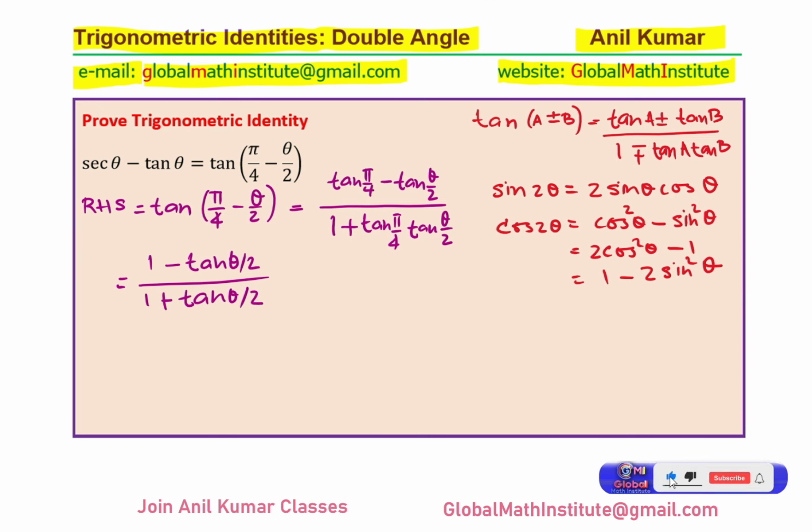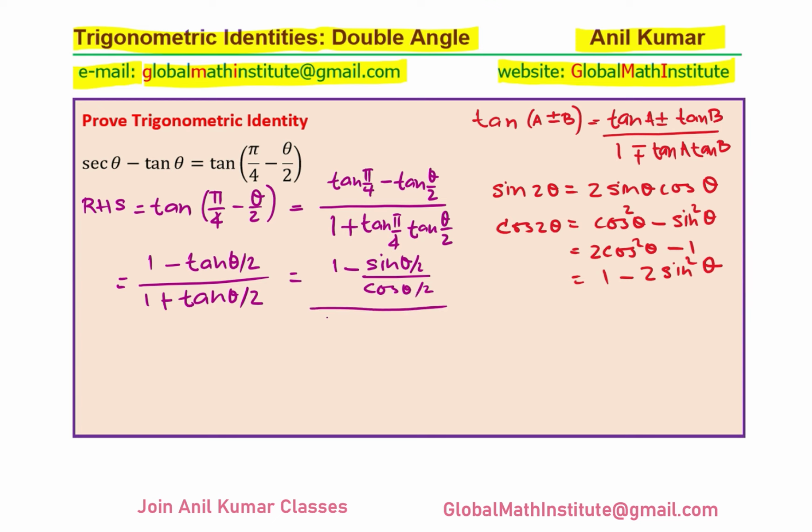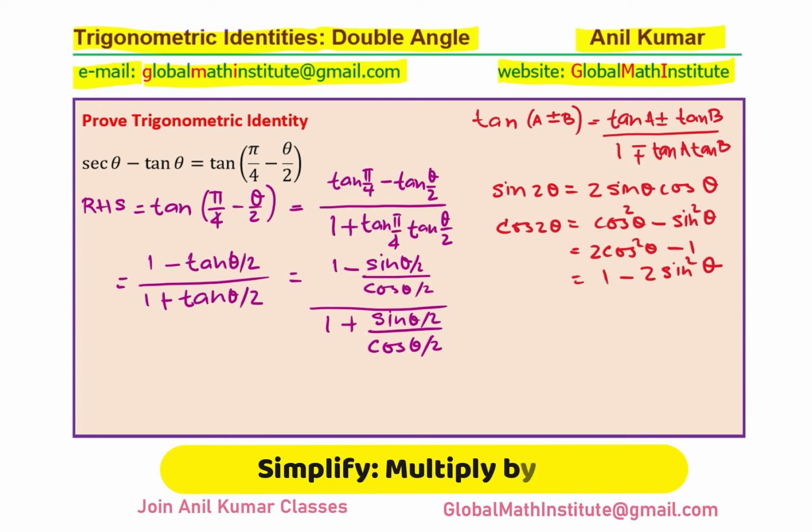tan theta by 2. Now since we have to get into secant, it's good practice to replace tan by sine over cos, right? So we could write this as 1 minus sine theta by 2 over cos theta by 2, everything over 1 plus sine theta by 2 over cos theta by 2. Perfect. So now, taking cos theta by 2 as common denominator, or you can say multiplying by cos theta by 2 both numerator and denominator, what are you going to get? Well, you get here, cos theta by 2 minus sine theta by 2, correct? Over cos theta by 2 plus sine theta by 2.